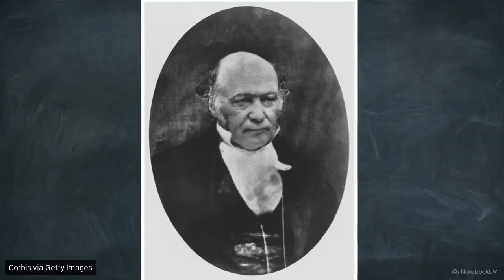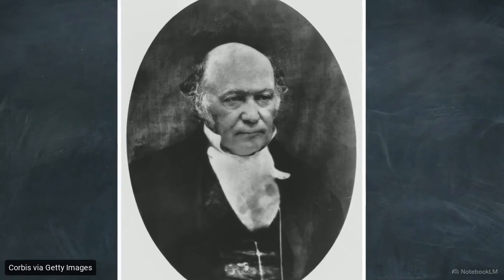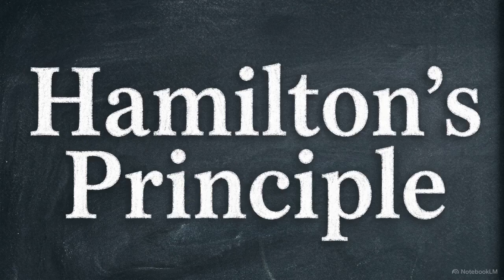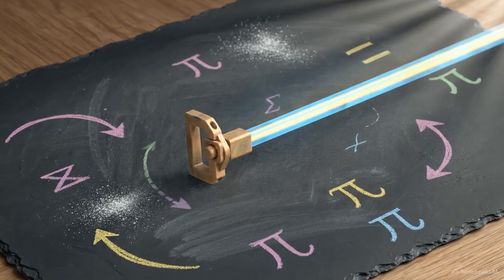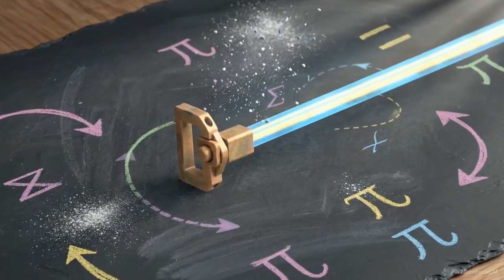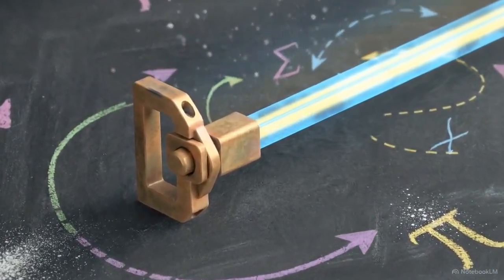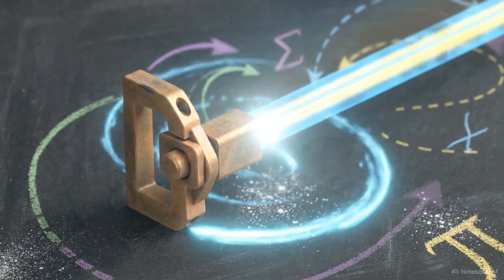A robust alternative exists in the work of physicist William Rowan Hamilton, who demonstrated that physical systems can be modeled using only their fundamental scalar energy definitions. This framework is known as Hamilton's principle. By utilizing this principle, we can bypass differential equations entirely and derive the exact finite element model for a 1D bar element using energy functionals.